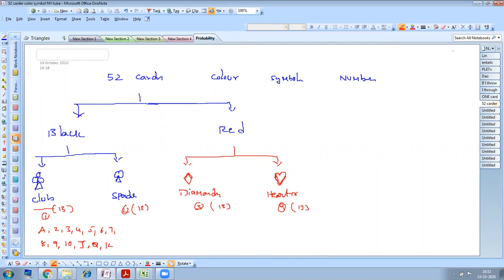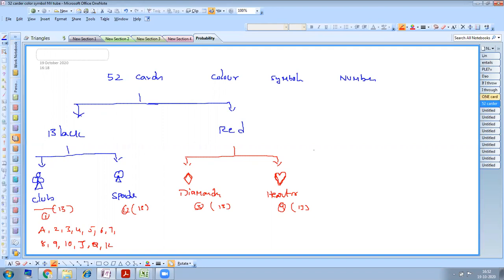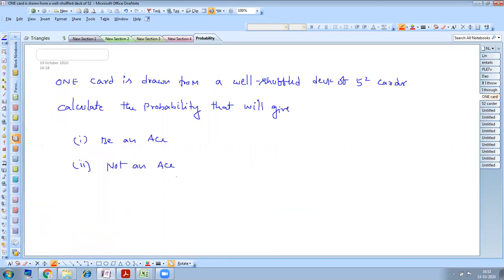Yeah. So what is the question? Getting one card and that card must be an ace. So total how many are there? Total 52. There are 52 cards. And I want to draw one card, and that card must be an ace card. So how many aces are available in 52 cards?